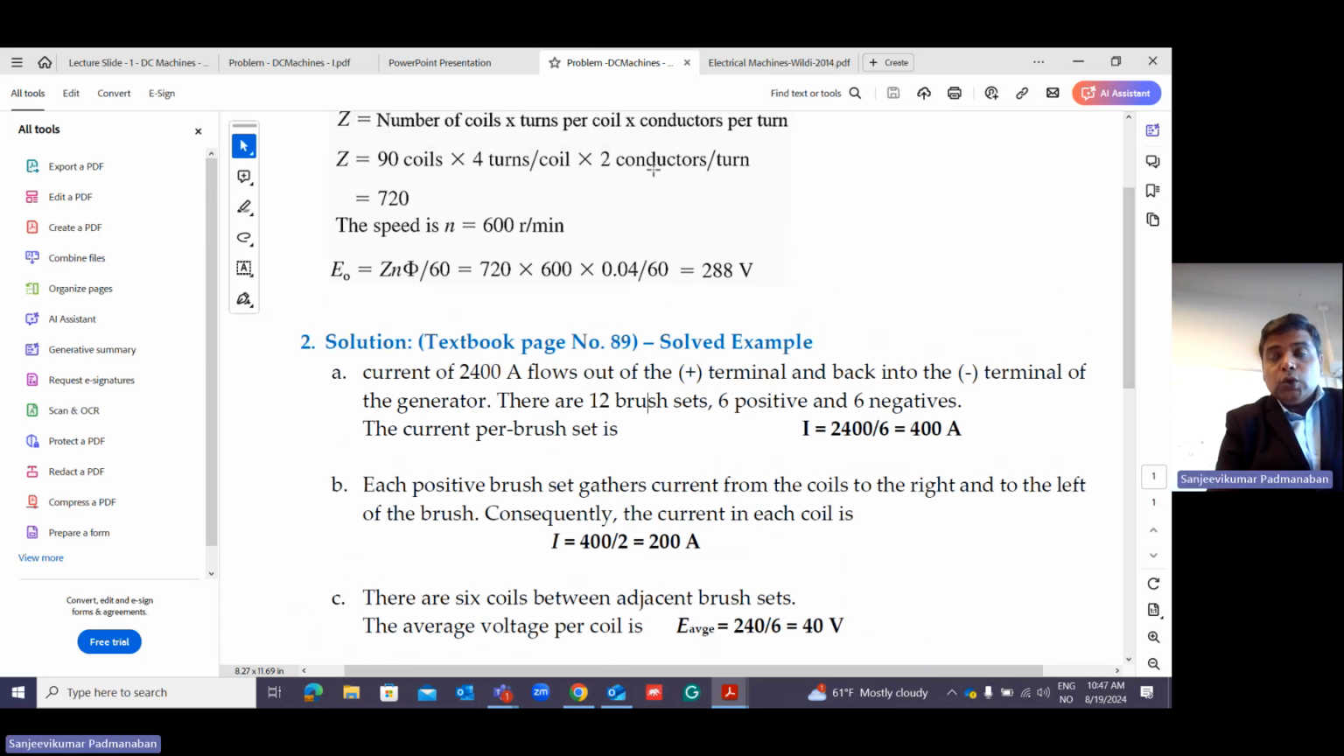So don't forget, 2 conductors per turn is standard. Most of the machines in the world are lap winding. Very few applications use wave winding. We will see in the next slide what lap and wave are.